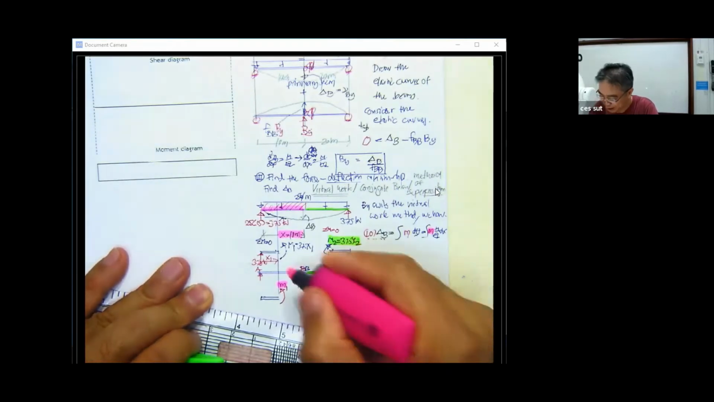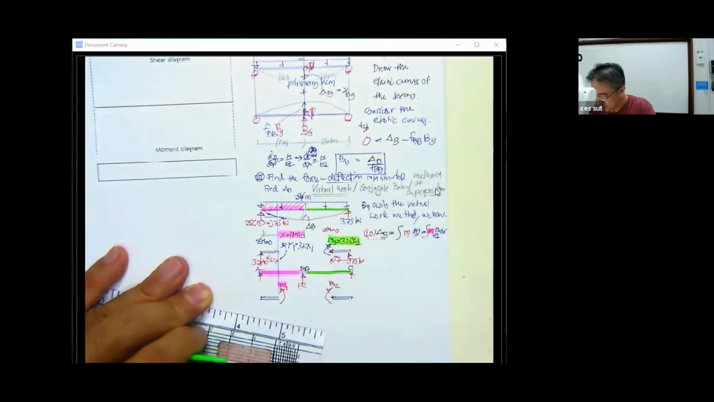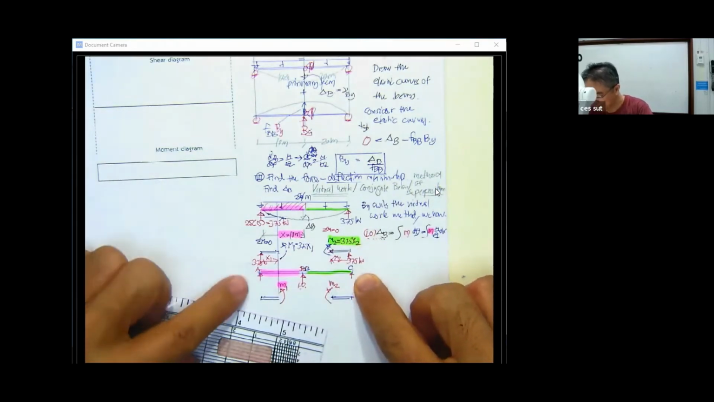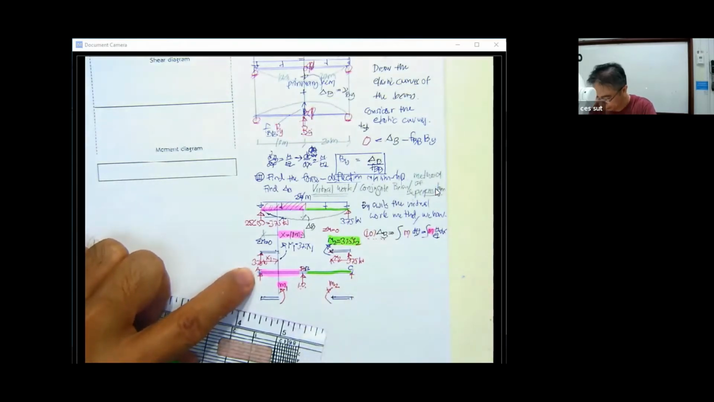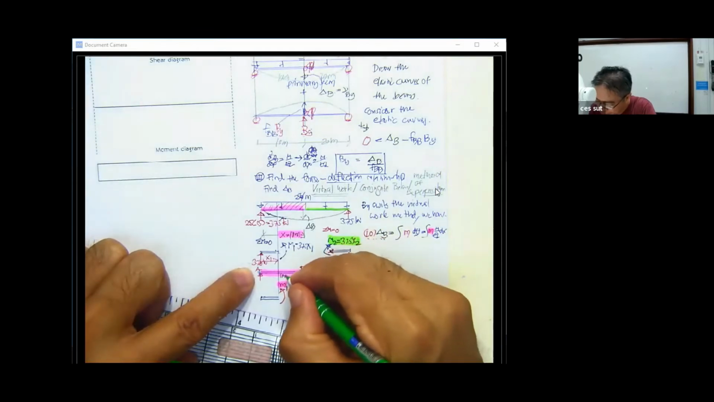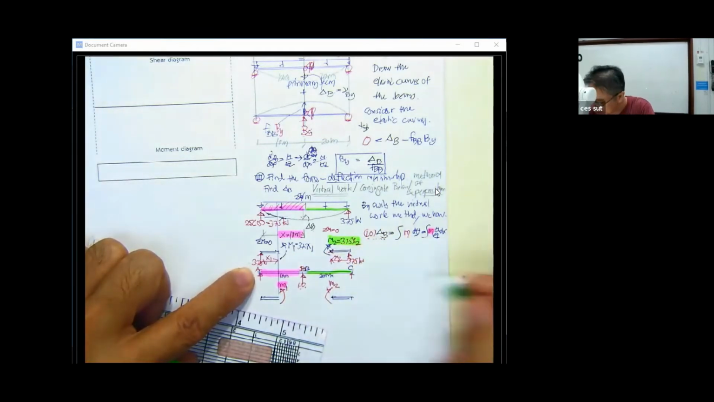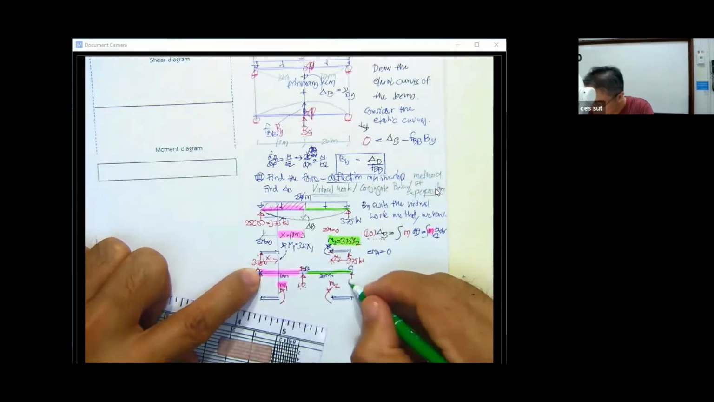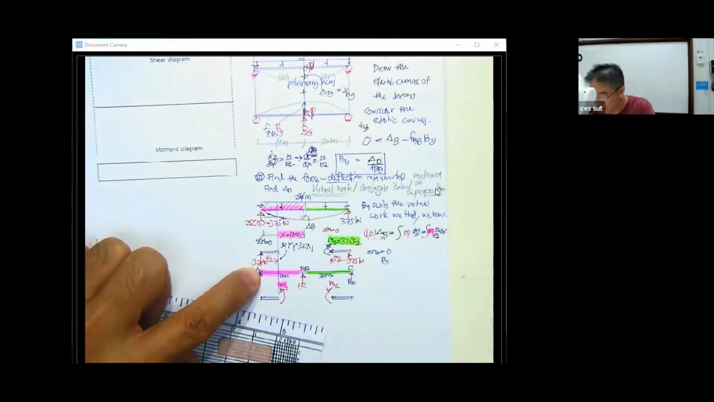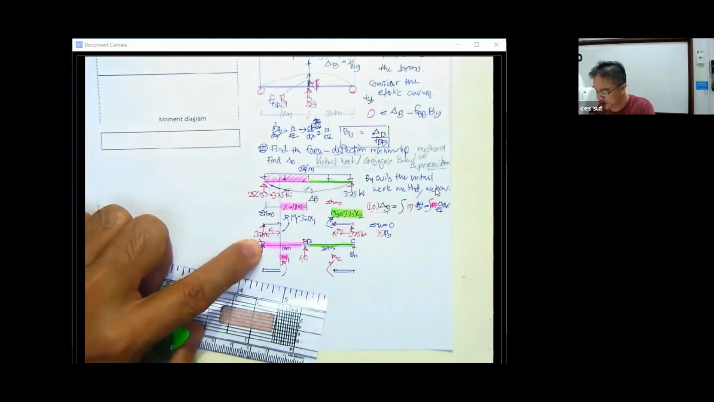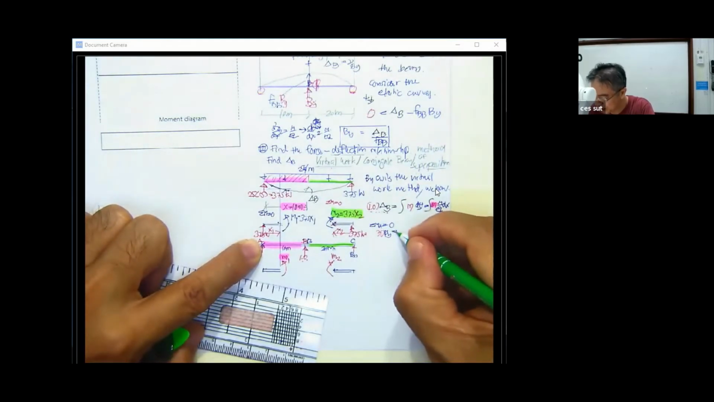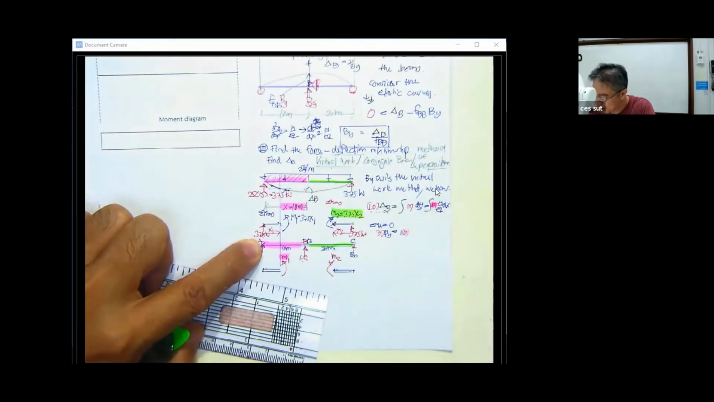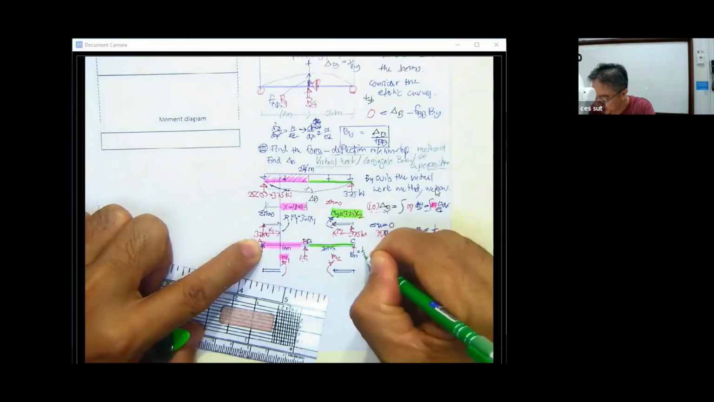They are different. Then we determine this under the application of the 1.0 load, with this part being 10 meters and this part 20 meters. You do the summation of the moment about A equal to 0. So B sub y times 30 meters is equal to 1 times 10, so B sub y is going to be 10 over 30, which is 1/3.